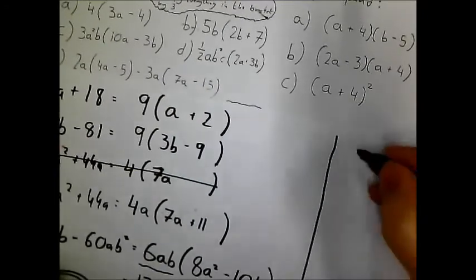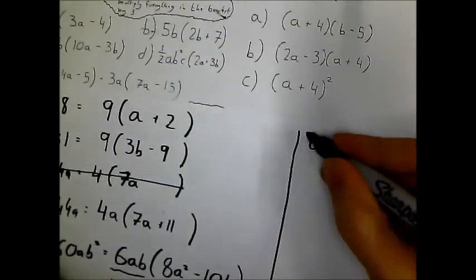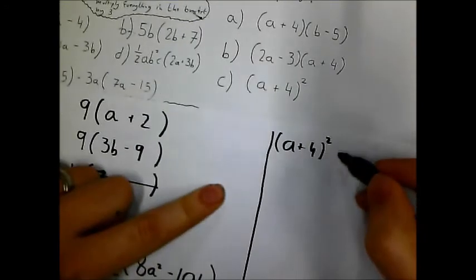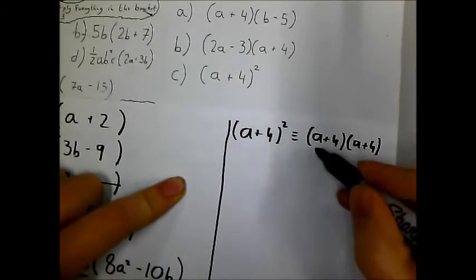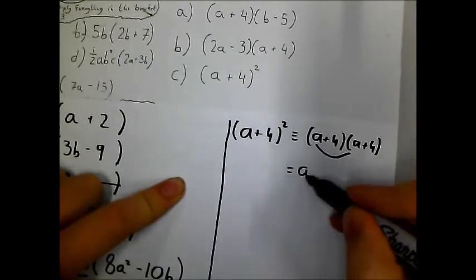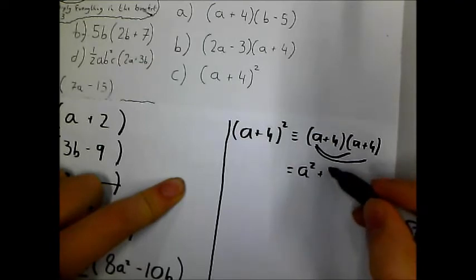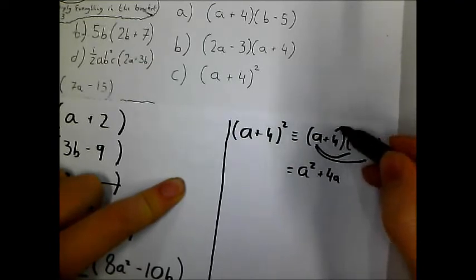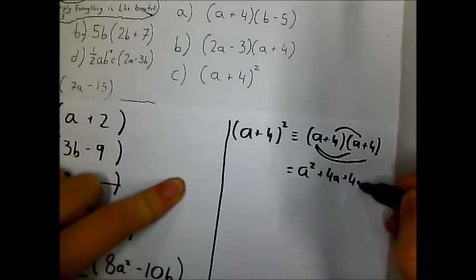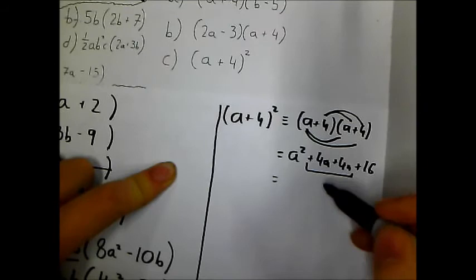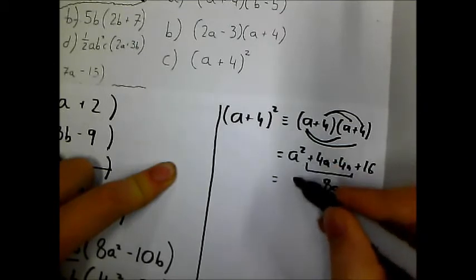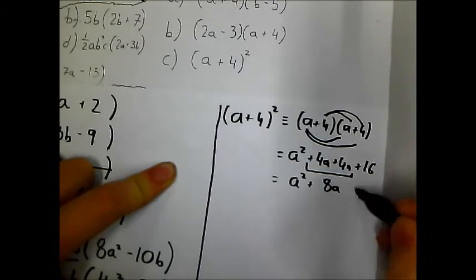Last question for this bit, I have a plus 4 squared. So this is equivalent to a plus 4 multiplied by itself, a plus 4. Okay, so now I can just expand this. A times a is a squared. A times 4 is 4a. 4 times a is 4a. 4 times 4 is 16. And now this bit here simplifies. 4a plus 4a is 8a. A squared has nothing to simplify with, there's no more a squareds here, plus 16.